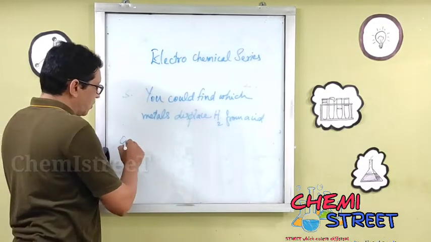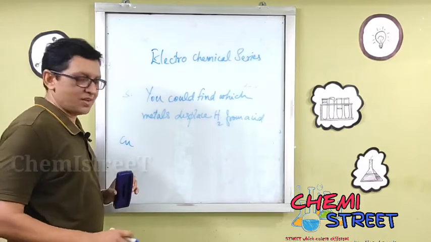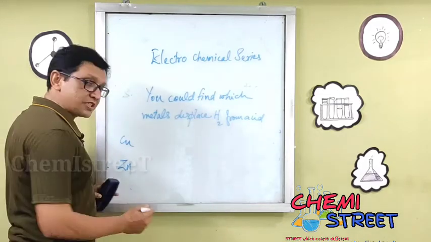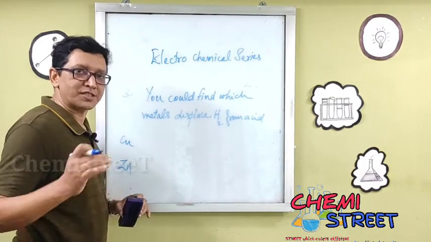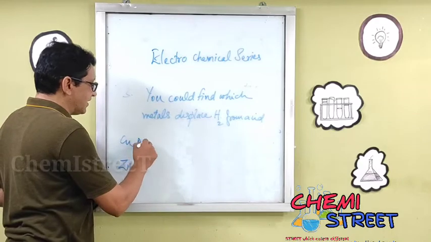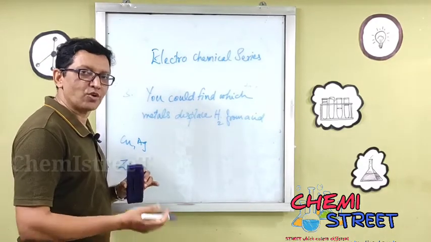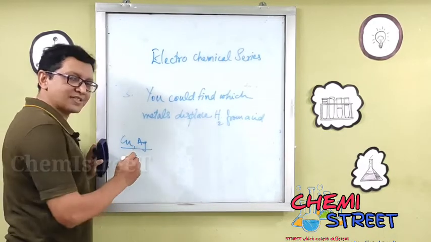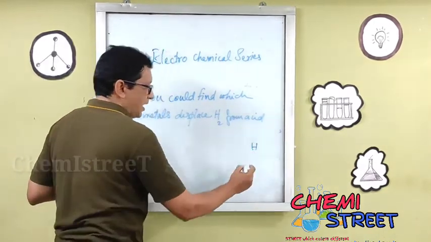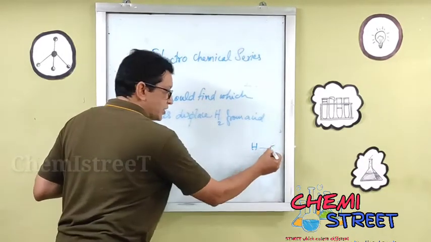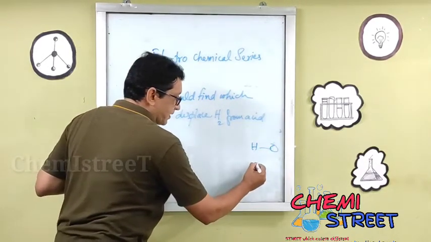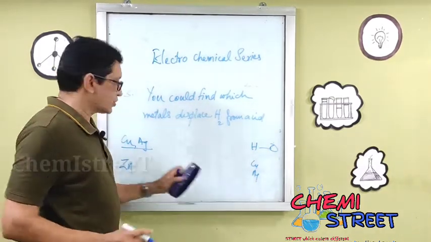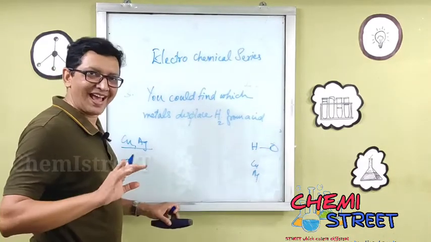Copper cannot displace hydrogen, whereas zinc displaces hydrogen from an acid. Lithium, sodium and potassium displace hydrogen; copper and silver cannot. How could we say? Because the place of copper as well as silver is below hydrogen. Hydrogen is in the middle, having zero electrode potential, and copper as well as silver are placed below the hydrogen. So they cannot displace hydrogen from the acid.